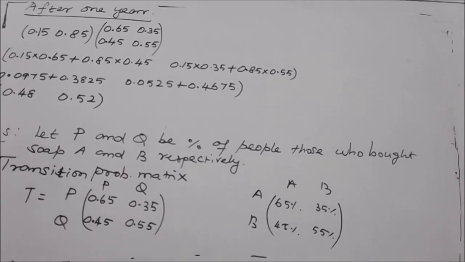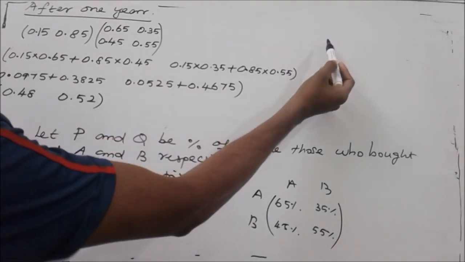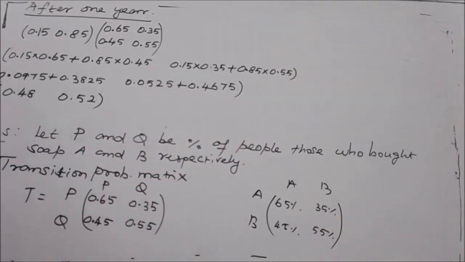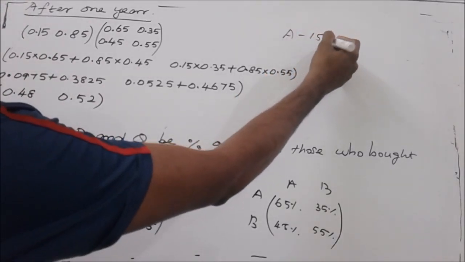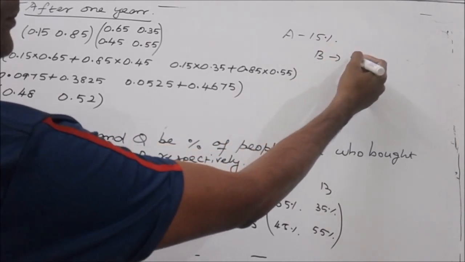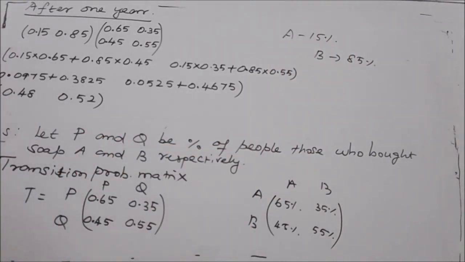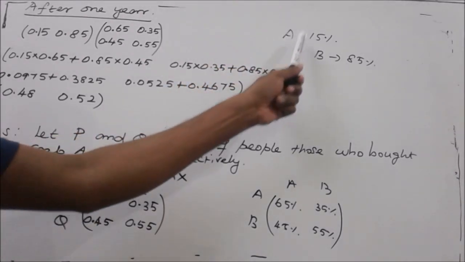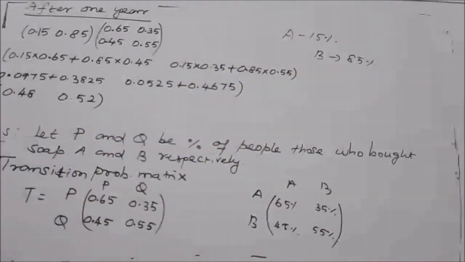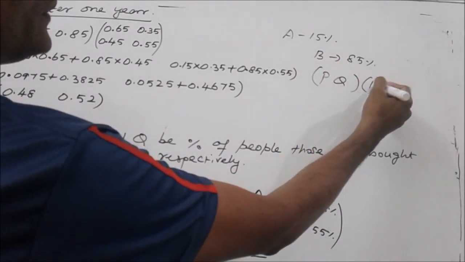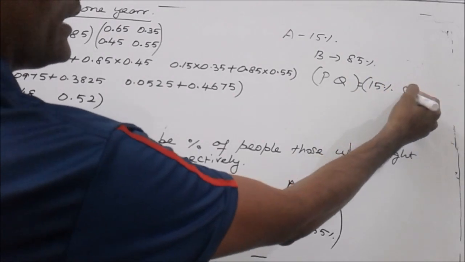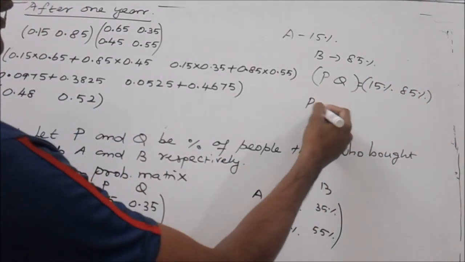After a year, what will happen? After 1 year, the first subdivision. Already I told you, I have written here the current position of the shares of A and B: for A it is 15% and for B it is 85%. So that is taken as the distribution AB as 15% and 85%, or PQ. They are taken here as PQ. The PQ matrix is 15% and 85%.